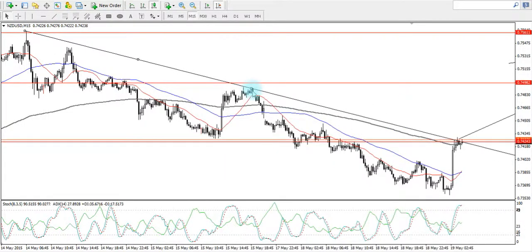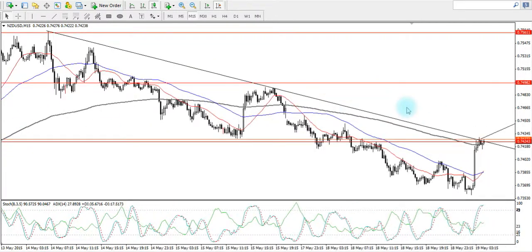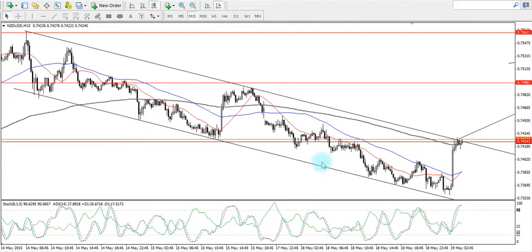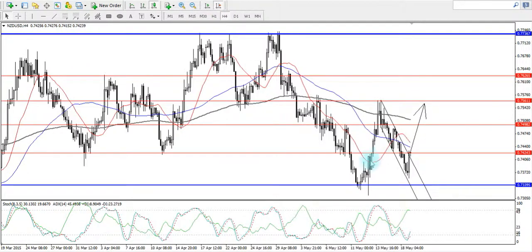Right, as we can see, price is currently seeing resistance at the falling trend line. So we would just like to see if price will be able to break above this level. Right, this is actually a falling trend in the 15-minute chart. So if price were to break above, then it will signal for the price to appreciate further from here.